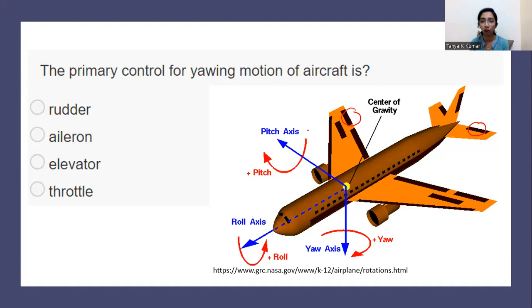And the question here is yawing motion. Yawing motion is controlled by this control surface, which is the rudder. And the fourth option here is throttle. Throttle is used to increase the magnitude of velocity. You know what a throttle does. This is a very simple question from aircraft performance.